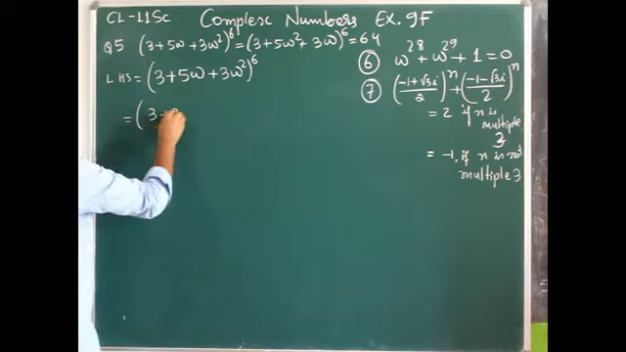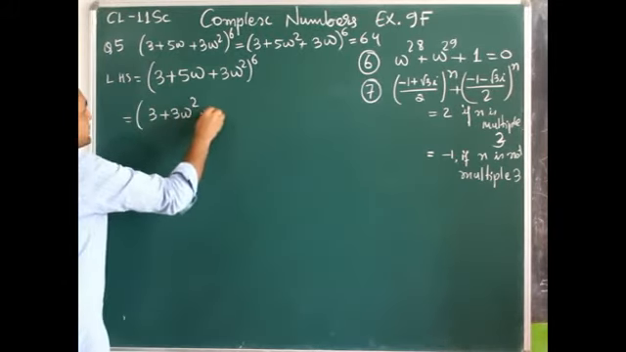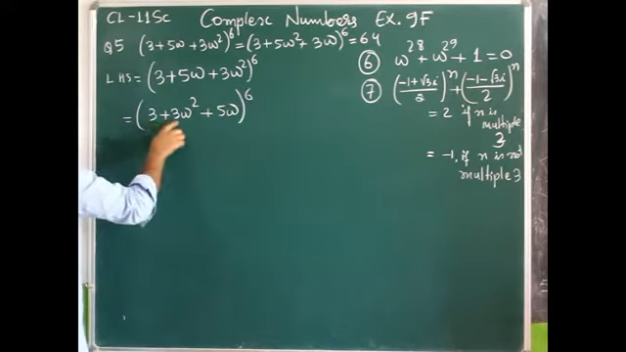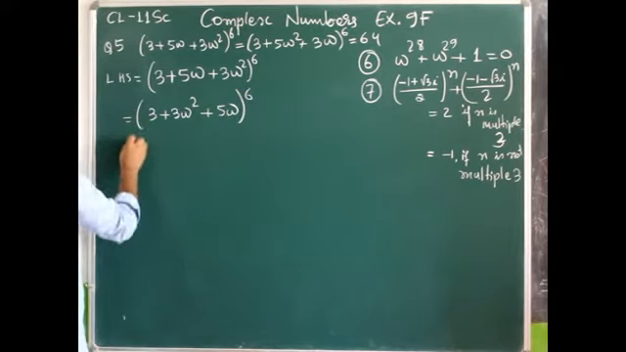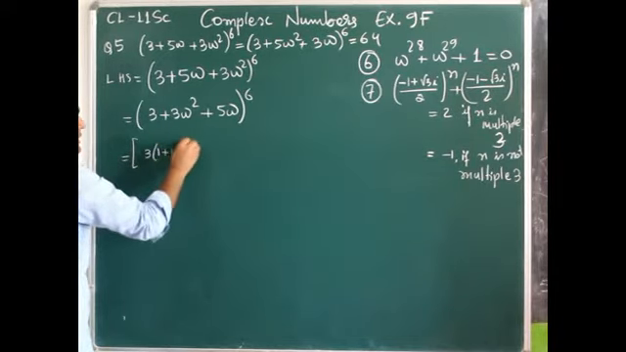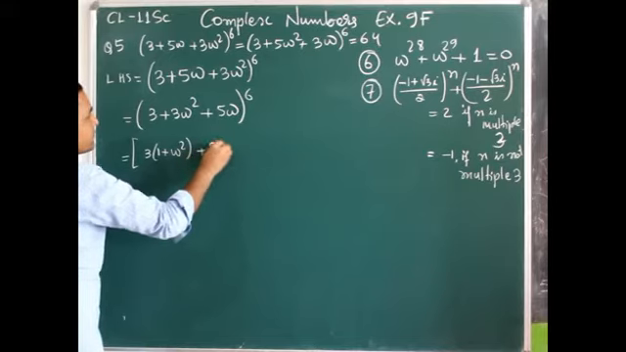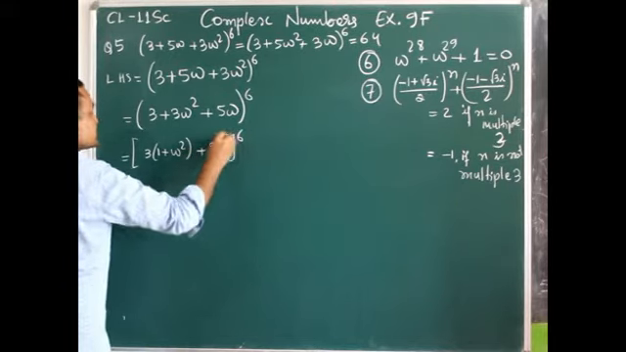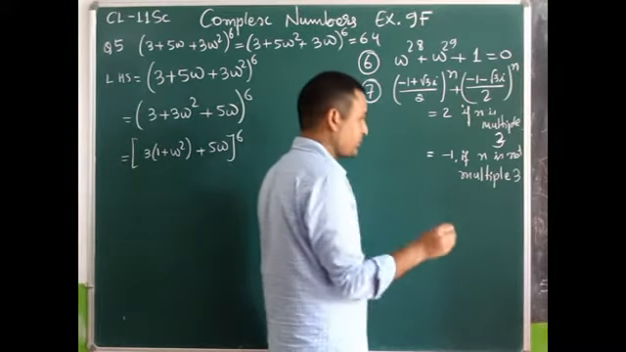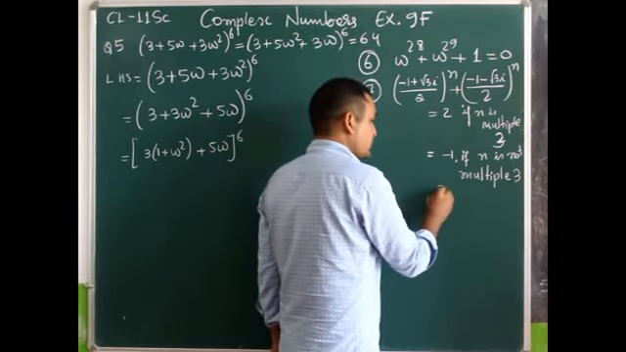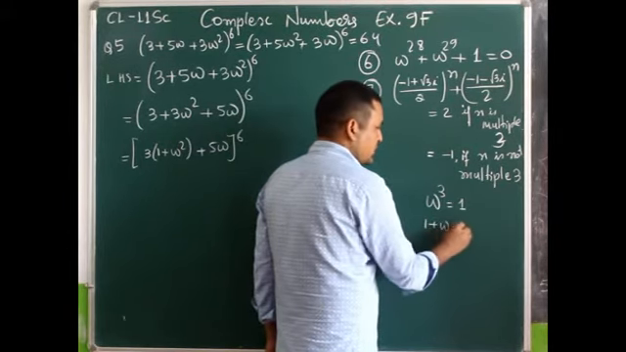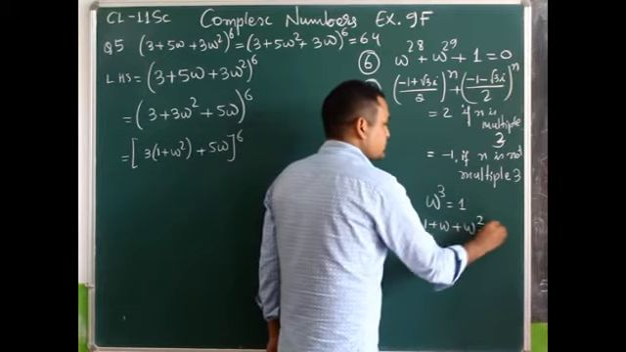3 plus 3 omega square plus 5 omega, to the power 6. Now take 3 as common: 3 times 1 plus omega square, plus 5 omega, to the power 6. Now what is the value of 1 plus omega square? Let me write the property of omega, cube root of unity: omega cube equals 1, then 1 plus omega plus omega square equals 0.